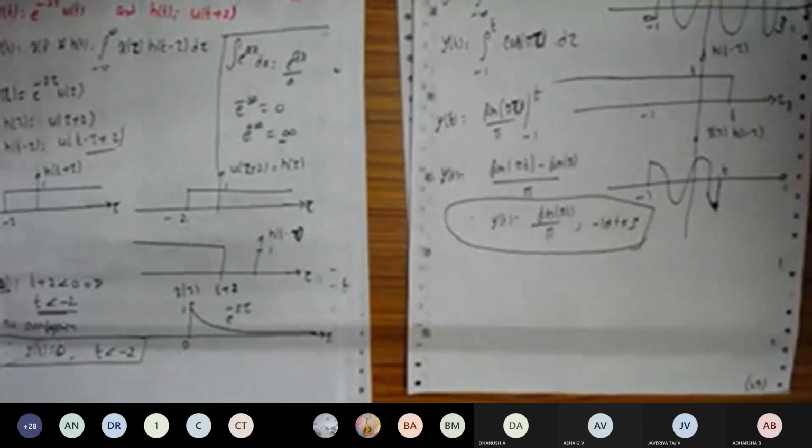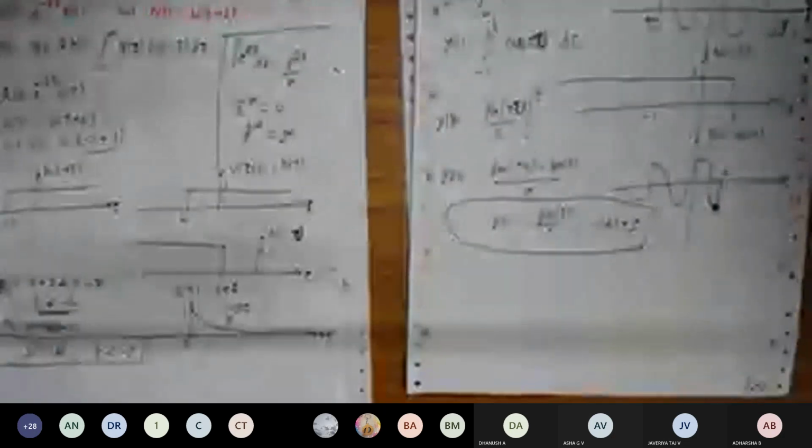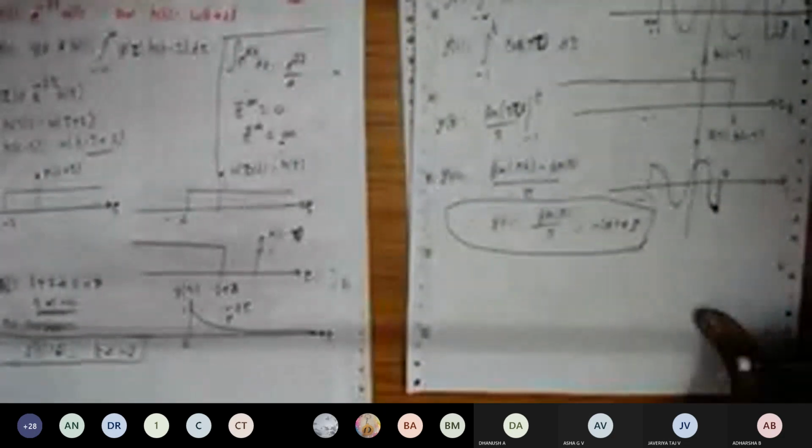Any doubts? So whatever answers you get, put them in a circle here. There are marks for each and every step. You can see, right? So the video clarity is there now.